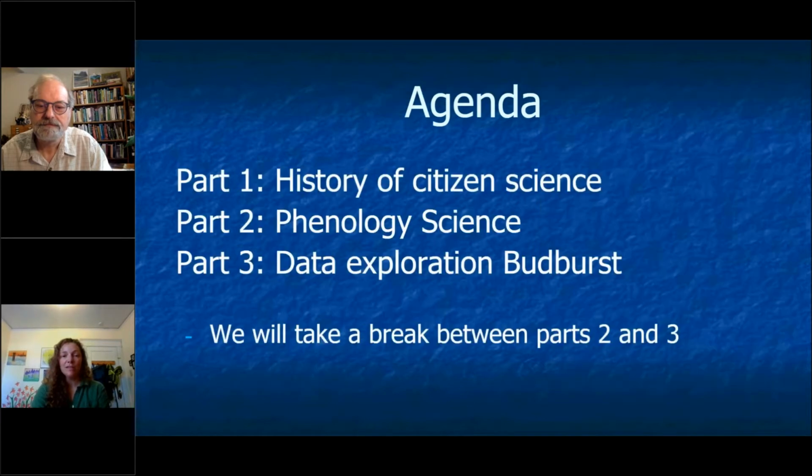So what we are going to do today is start really broad. Imagine an upside down triangle. We are going to start with the history of citizen science, and we'll take you back to the 19th century and just bring you to today. How did we arrive at things like Budburst and iNaturalist?